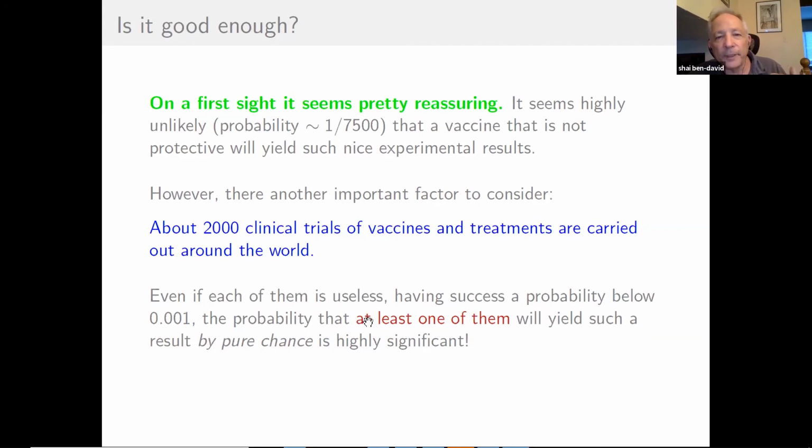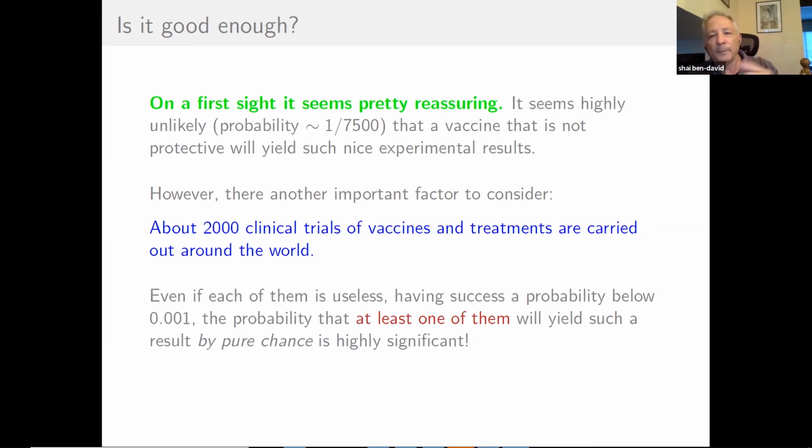So even if each of those experiments is completely useless and they have success probability of below 1/1,000, if you have 2,000 of them running in parallel, the probability that at least one of them will give you such results as what we've seen is highly significant. So we have to somehow take into account the fact that we only hear about successes and we don't hear about all the failures. So how do we do that?